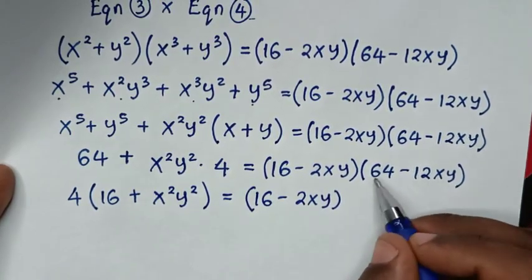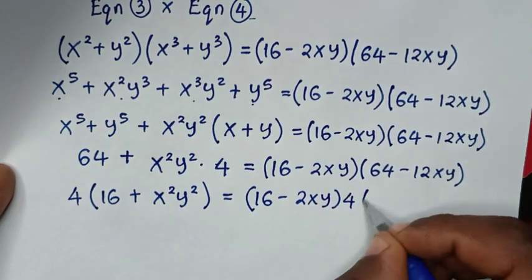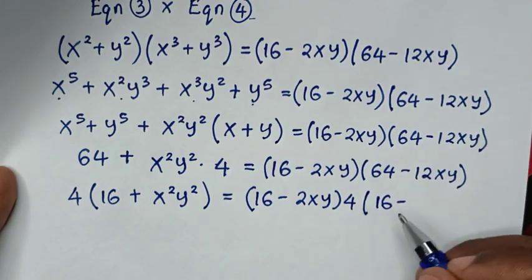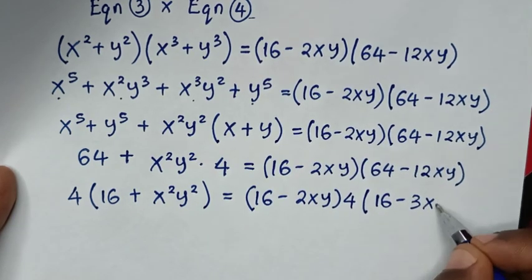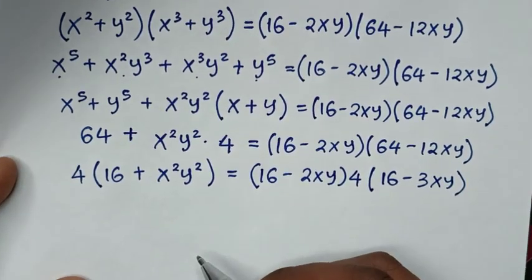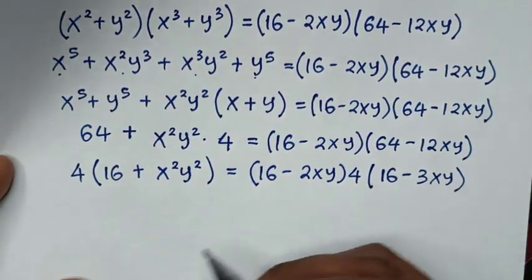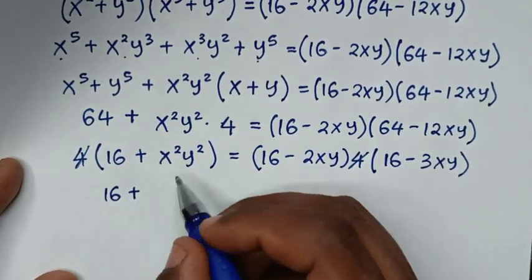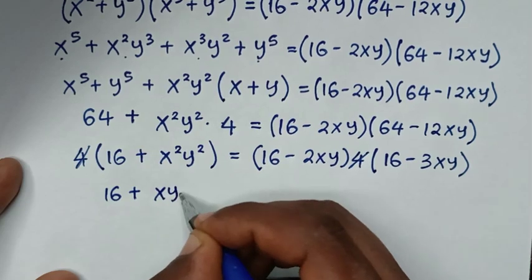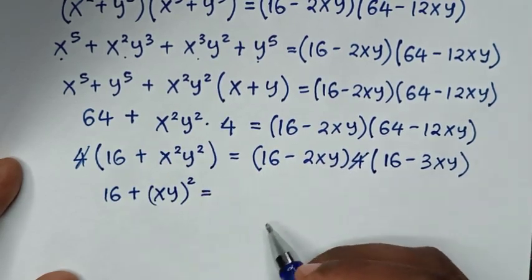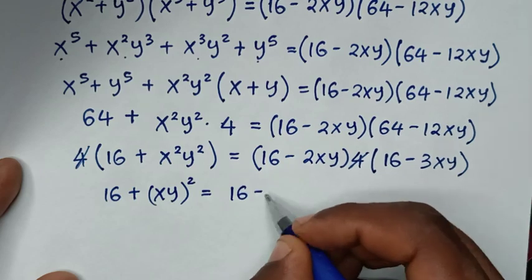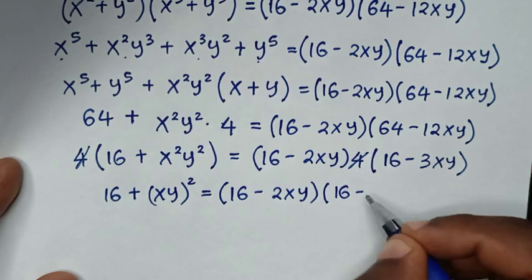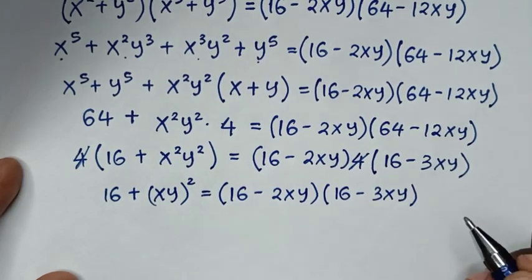Then from here also 4 is common, so we'll take 4 out of bracket. Then 64 divided by 4 is 16, minus 12 divided by 4 is 3, so it will be 3xy bracket. Then from here 4 is on this side and on this side, so this 4 will cancel this 4, so it will be 16 plus x square y square, same as xy bracket square, is equal to this, which is 16 minus 2xy bracket, then times 16 minus 3xy bracket.